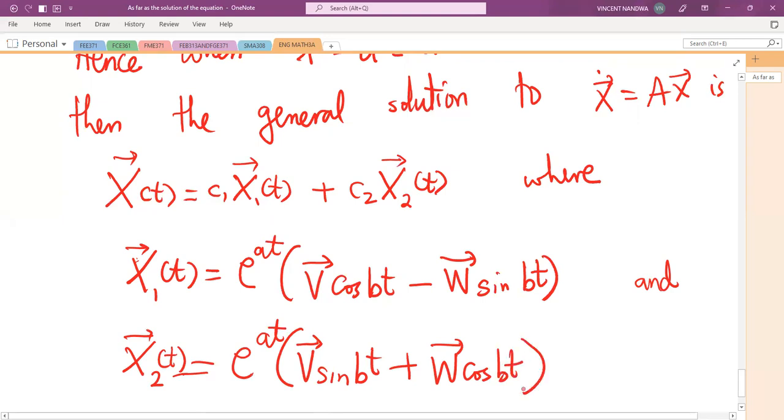So this is how we find the solution in case we have complex eigenvalues and eigenvectors for the A matrix. So I'll do an example to illustrate that one in the next sessions.